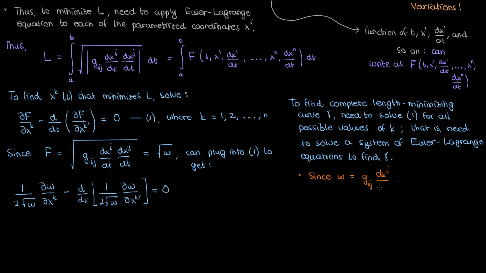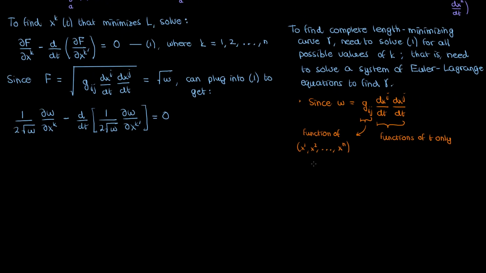Now let's bring back our w. This w consists of g sub ij and the t derivatives of x super i and x super j. Among these terms, the t derivatives of x super i and x super j are just functions of t. The coordinates and their derivatives obviously can't be functions of each other. However, the metric tensor component g sub ij is in general a function of the coordinates, one of which will be x super k. This means that when I'm taking the partial of w with respect to x super k, these t derivatives are effectively constants for that partial derivative, and all we would have is the partial of g sub ij times these two t derivatives in the first term of this Euler-Lagrange equation.